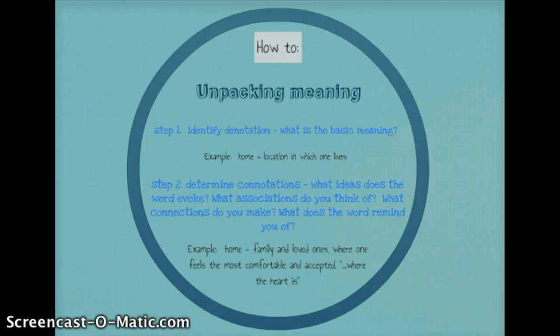So when we look at words and we talk about what they mean, we want to unpack them. First we want to identify the denotative meaning. What does it actually mean? For example, what does home actually mean? Well, it's a location in which one lives. The second step is to consider the connotations of this word. What ideas does the word invoke? What associations do you think of? What connections do you make? And what does the word remind you of? With home, it might have the connotation of family and loved ones, or one feels super comfortable. And that quotation, home is where the heart is.